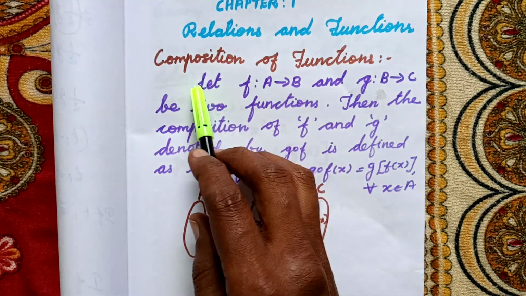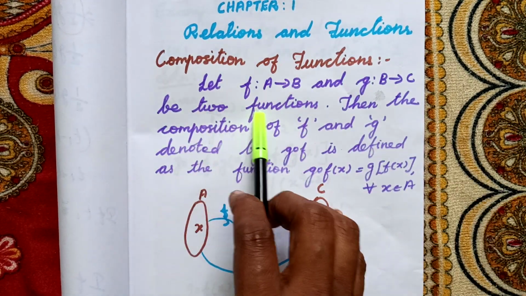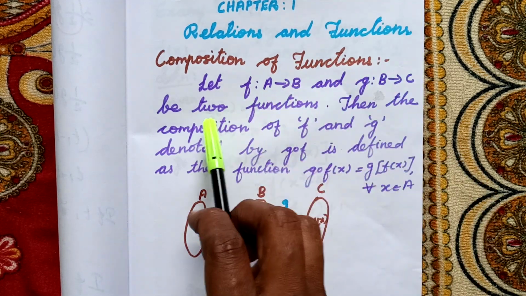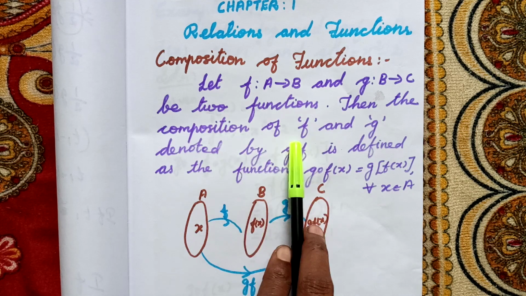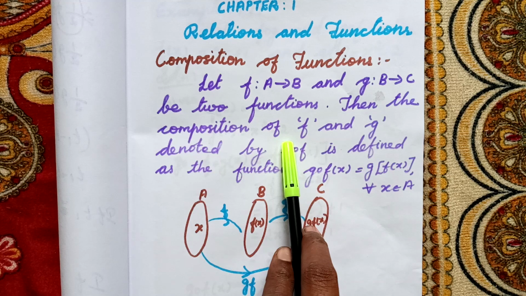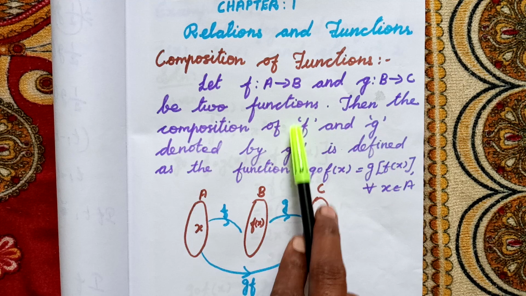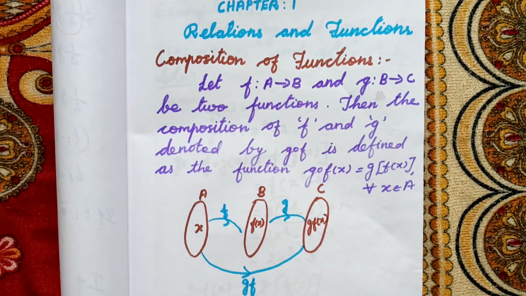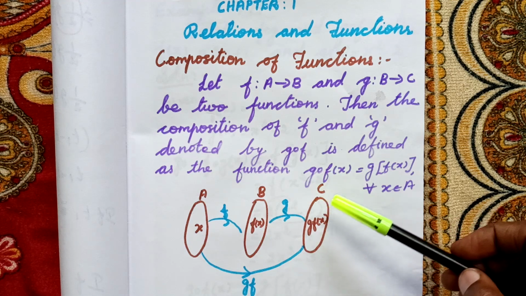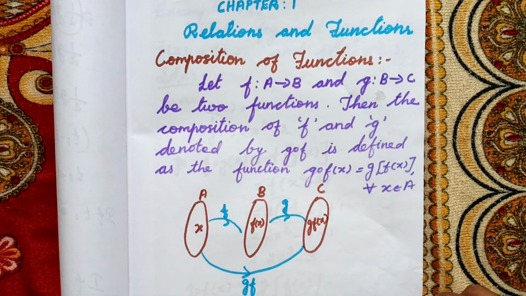Let f from A to B and g from B to C be two functions. Then the composition of f and g, denoted by g composite f, is defined as the function (g∘f)(x) = g(f(x)) for all x belongs to A.